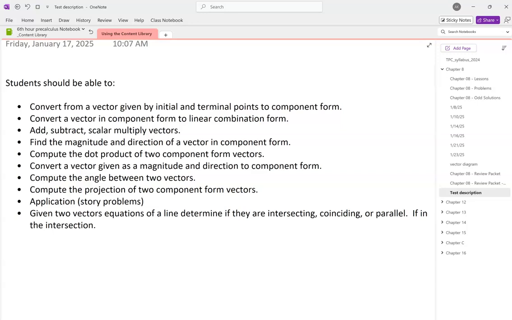Compute the dot product of two component form vectors. So the dot product is the product of the x components plus the product of the y components. The dot product is just a number, not a vector.